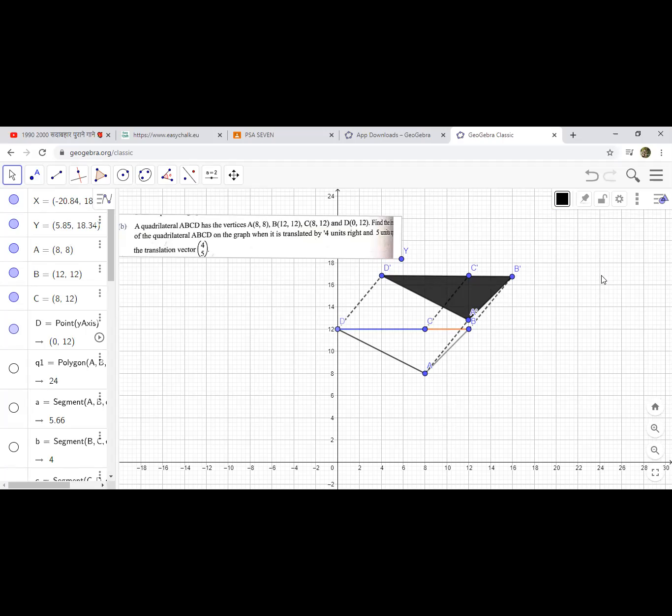I hope you all understand. You all learn more information on how to do the translations by the basic concept on the graph. Are you all understanding? Yes, sir.